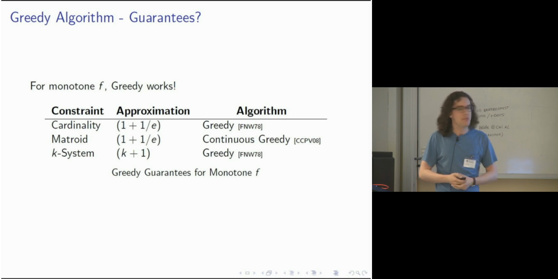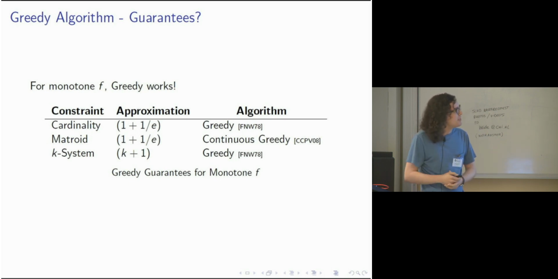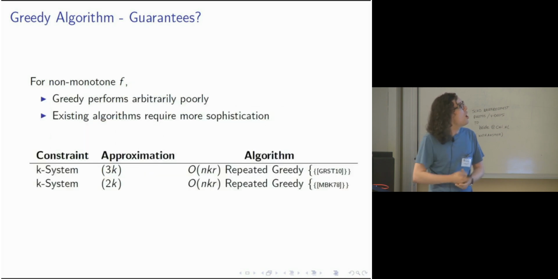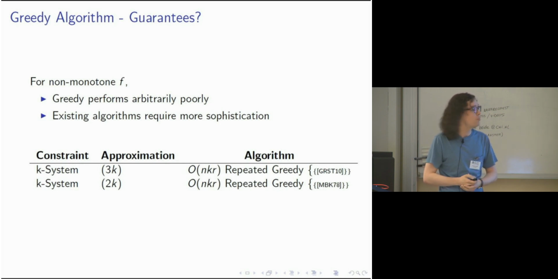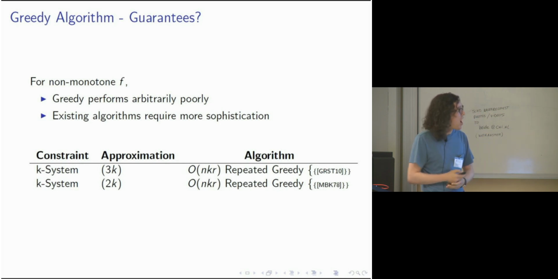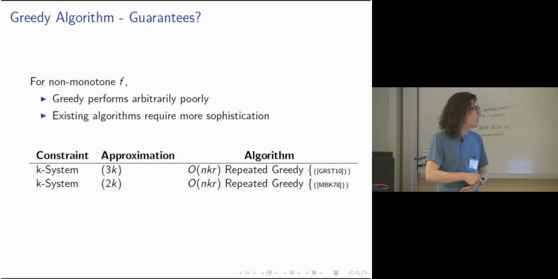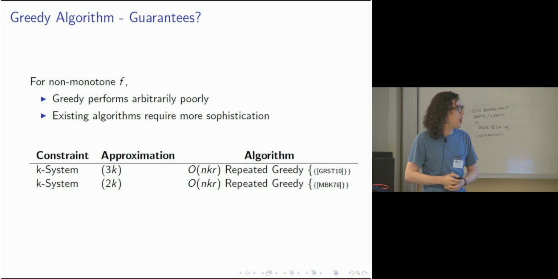Well, it's well known that for monotone f, we achieve constant factor approximation ratios in our problem size. For k systems, you get an approximation of k plus 1, but for non-monotone f, greedy can perform arbitrarily poorly, so the existing algorithms require much more sophistication. Their approximation ratios are a little bit worse, and they have a multiplicative factor of k in their runtime here.